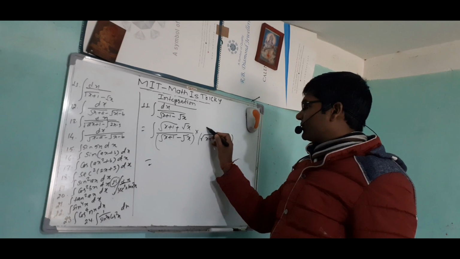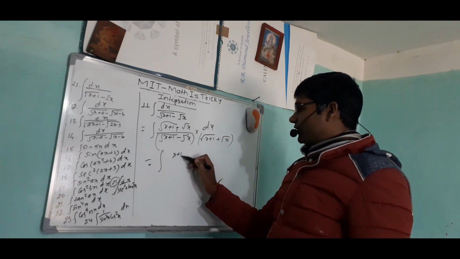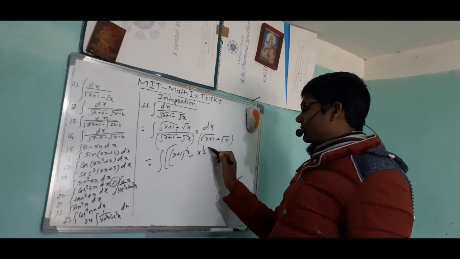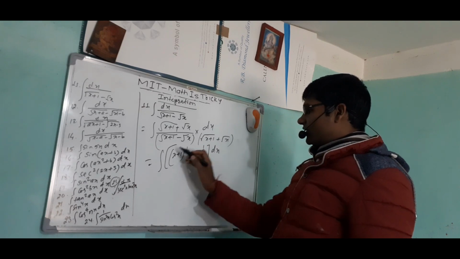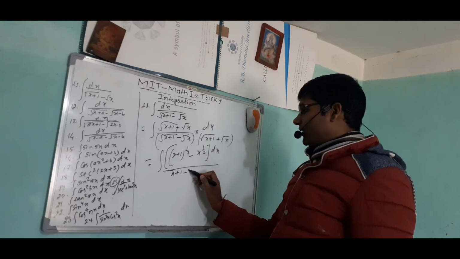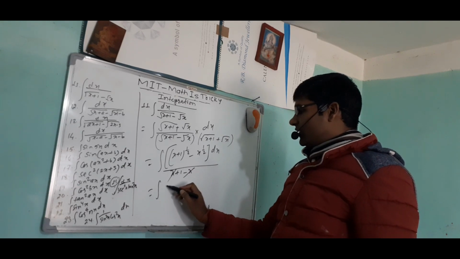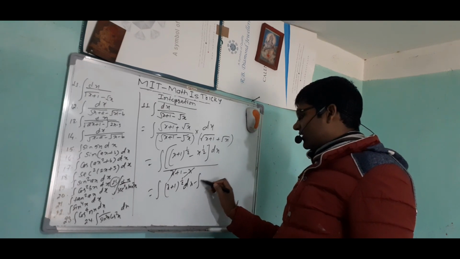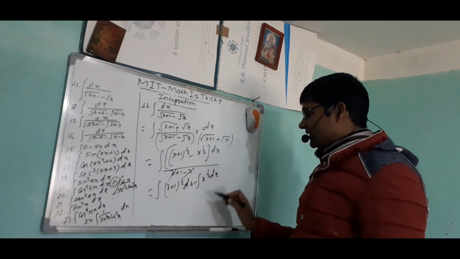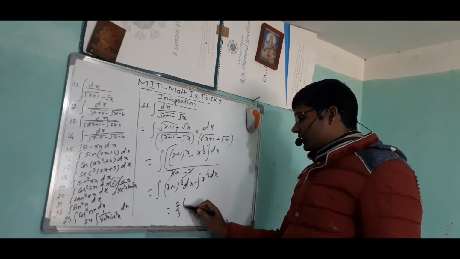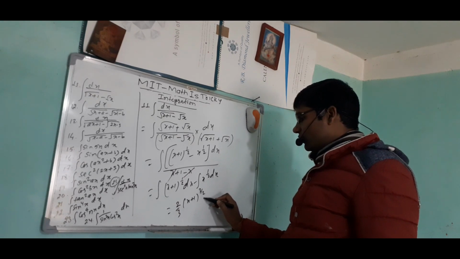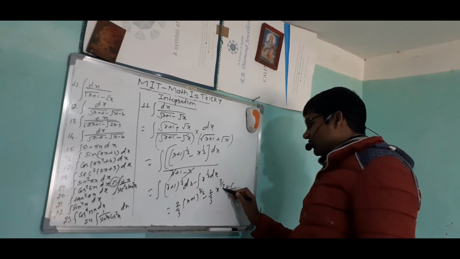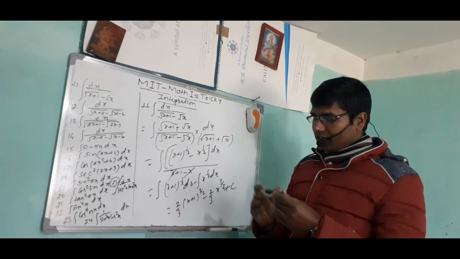So that we'll be getting here in the numerator (x plus 1) power 1 by 2 plus x power 1 by 2 dx, and in the denominator simply x plus 1 minus x. So it's cancelled. We'll get here simply integration (x plus 1) power 1 by 2 dx plus x power 1 by 2 dx, and its answer will be simply here 2 by 3 times (x plus 1) power 3 by 2 plus 2 by 3 times x power 3 by 2 plus c. That's your answer.